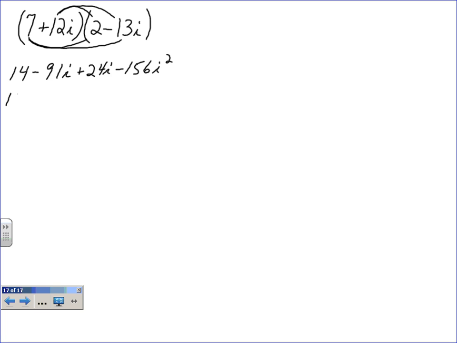We have 14. Combining these two middle terms, negative 91i plus 24i, is that minus 77i? And what about the negative 156i squared? What does that become? Positive 156. 77 is supposed to be negative 66. Which one? 91 plus 24 is 67. Oh, it's 67?